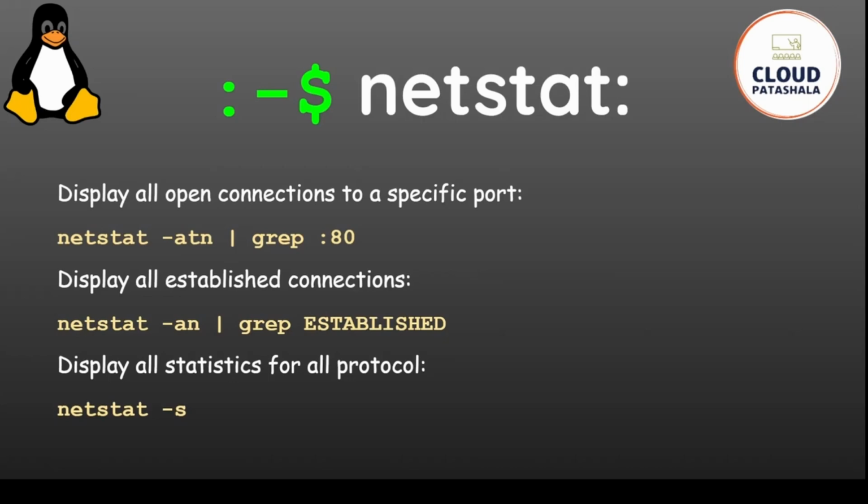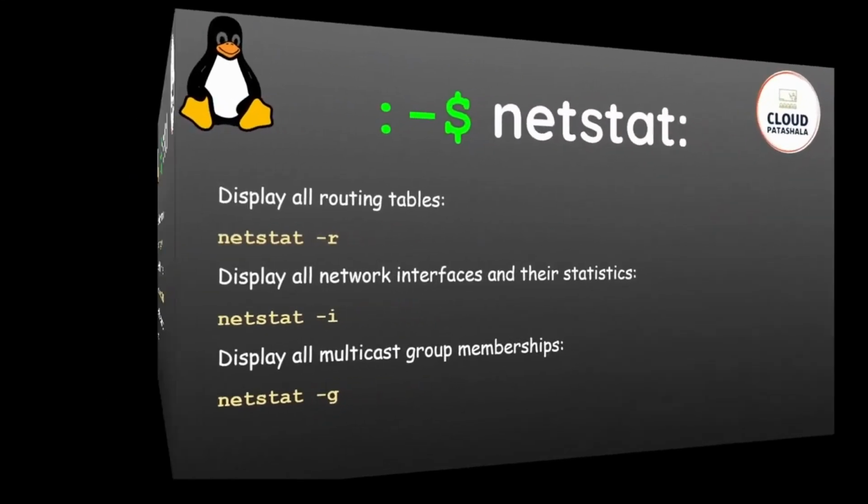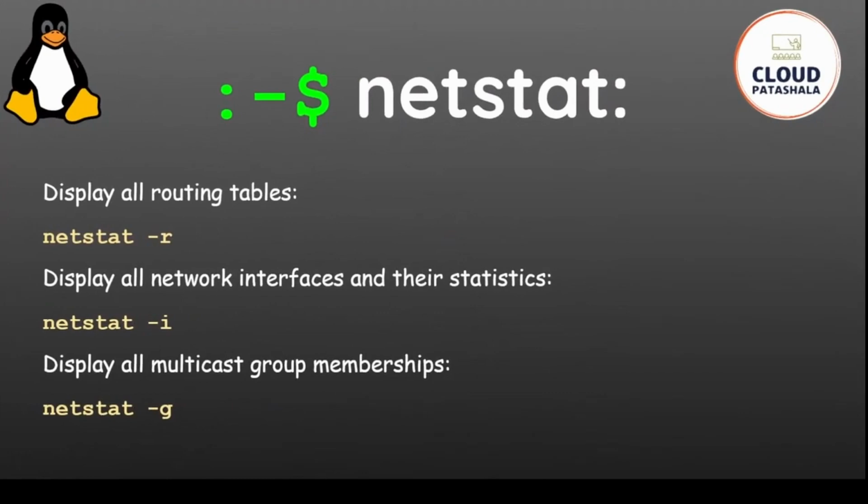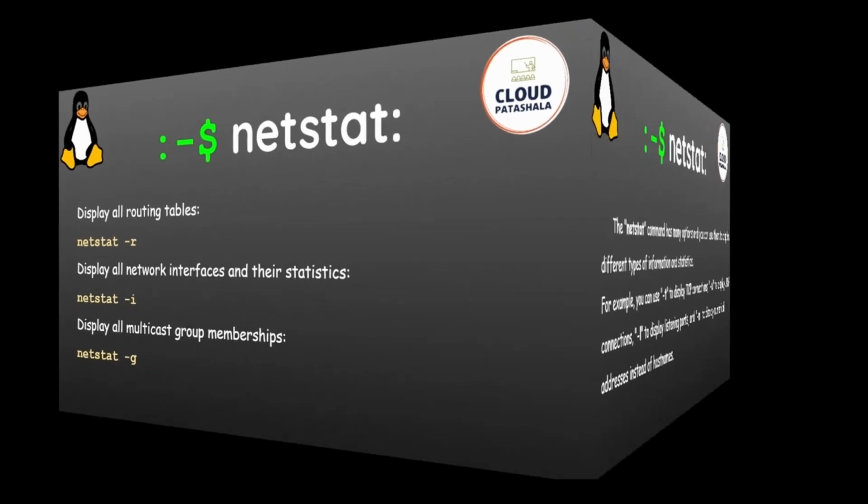If you want to see all the statistics of all the protocols, all you have to say is netstat -s, and this would give you a detailed statistical report of all the things that are there. To display the routing tables on the operating system itself, you could say netstat -r. If you want to check the network interfaces and their statistics, you could say netstat -i. If you want to display all the multicast group memberships, you could say netstat -g.